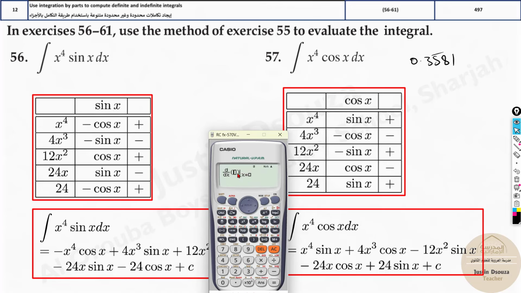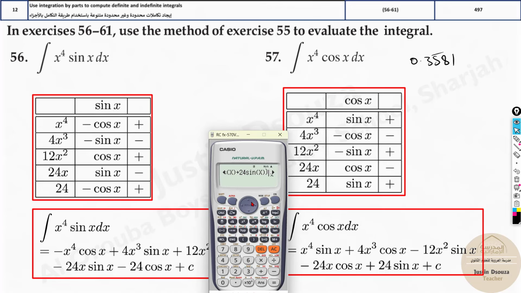Shift dy by dx. Now over here you need to type everything. That's the only issue. But it's just typing, nothing else, x power 4 sine x. Keep the variable x as it is. Now 4x cube. Don't substitute 1.5 over here. We substitute it at the end. X is as it is, a variable x. Now minus 12x square sine x. Over here sine x minus 24x cosine x, plus 24 sine x.